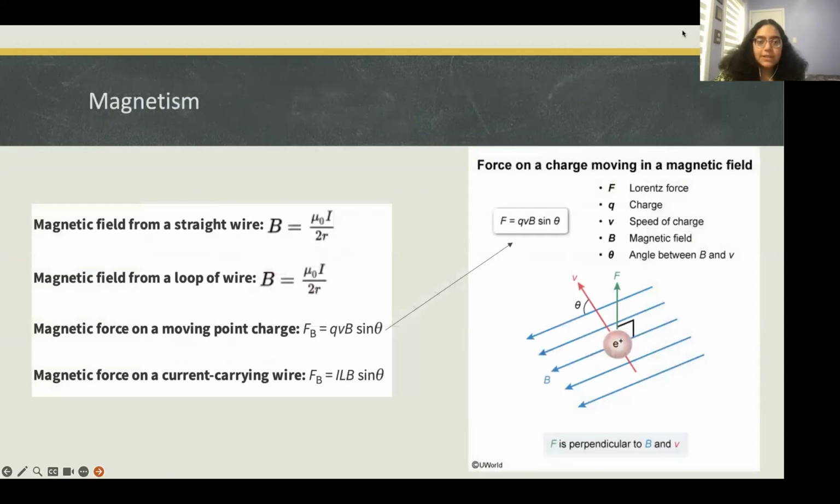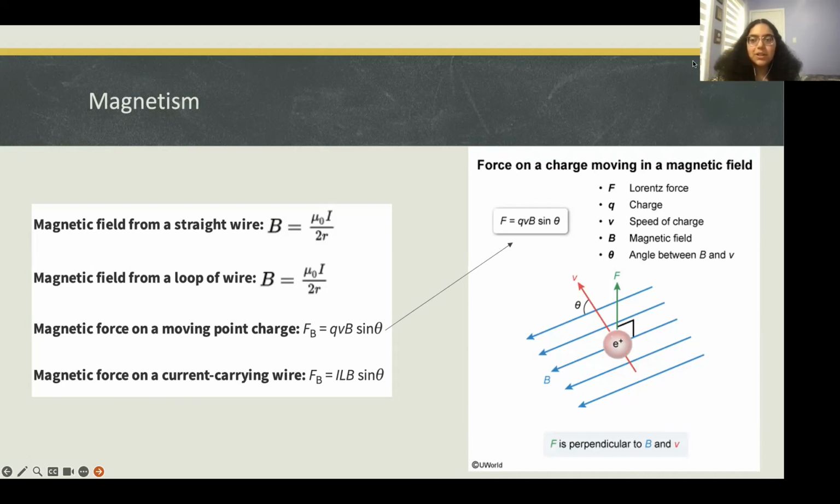In terms of magnetism, again, there's a bunch of equations. The main thing they talk about is the Lorentz force, which is the force if a charge moves in a magnetic field, and that is QVB sine theta. And sine is there because you want the perpendicular part, kind of going back to when we were talking about torque and cross products. And so Q is the charge, V is the speed, and B is the magnetic field.